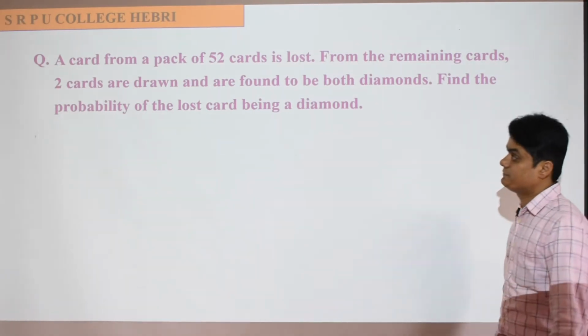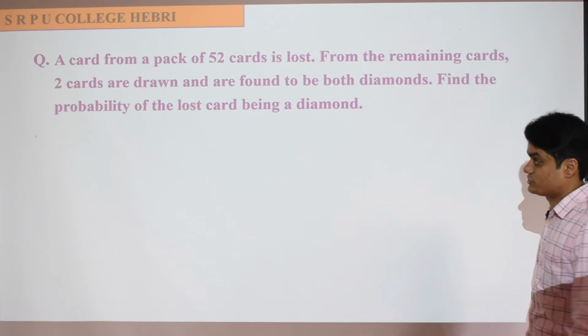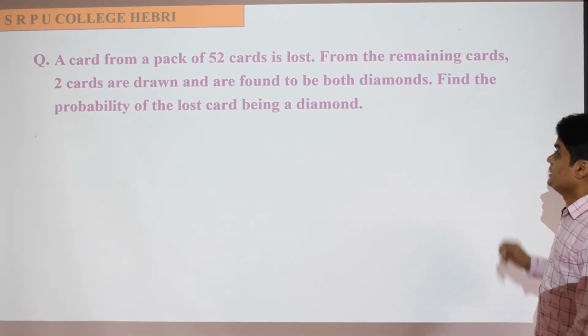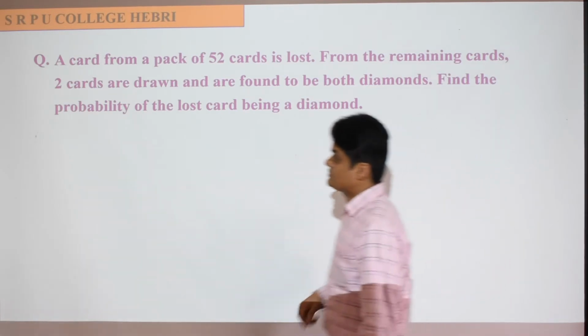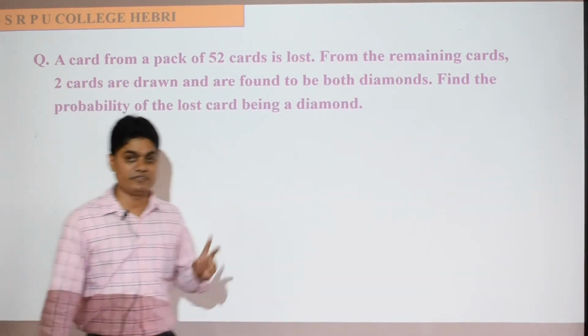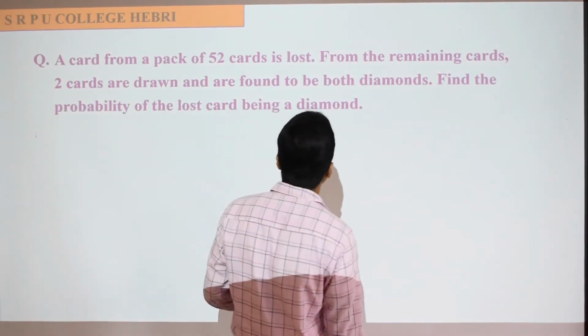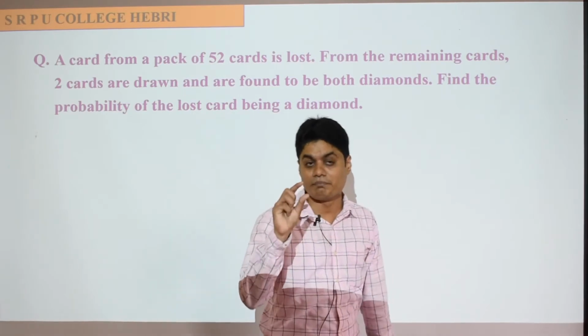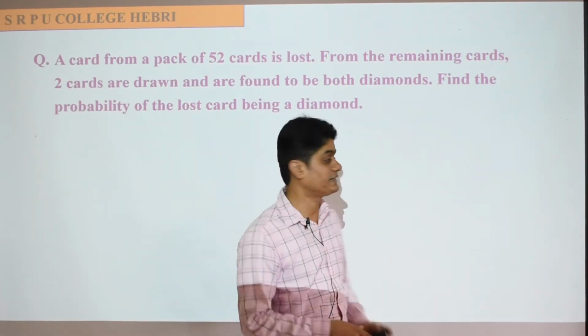A card from a pack of 52 cards is lost. That is, one card out of 52 cards is missing. From the remaining cards 2 cards are drawn. That is, 52 minus 1, how many remaining? 51. From 51 cards we are going to select 2 cards, and it's found to be both diamonds. Diamond means the diamond suit in the original pack. Do you understand what I am saying? Both selected cards are diamonds.